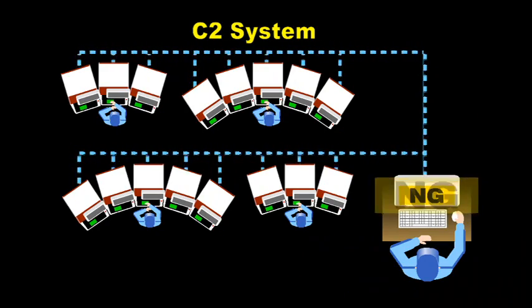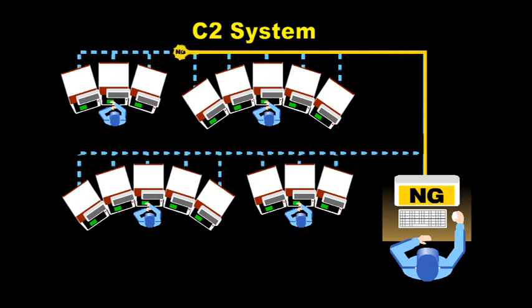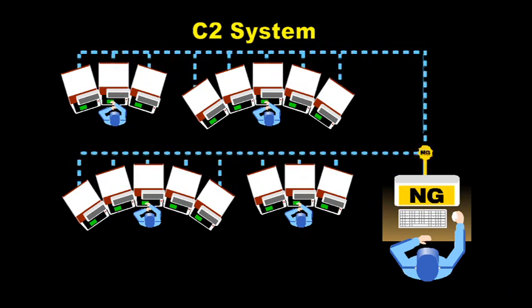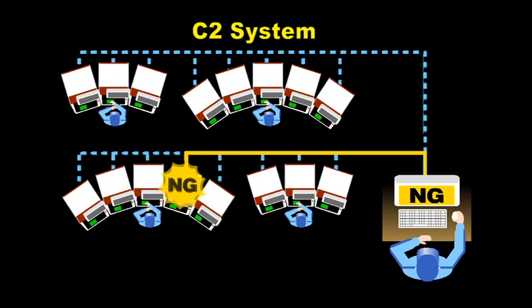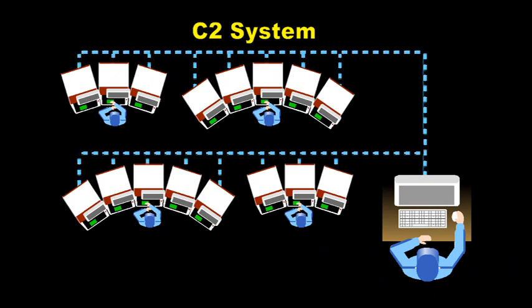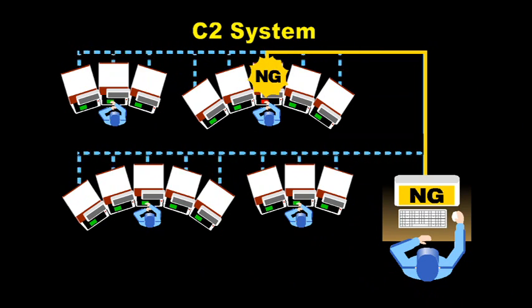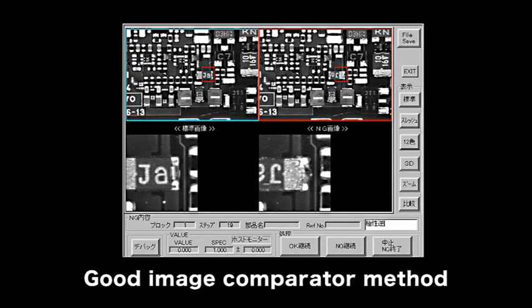Using the more highly developed C2 system allows a single inspector to handle a larger number of inspections so that pass-fail judgment can be standardized and operators don't have to be well-trained. Pass-fail judgment errors can be reduced and quick pass-fail decisions made by comparing inspection images with stored images of past boards.